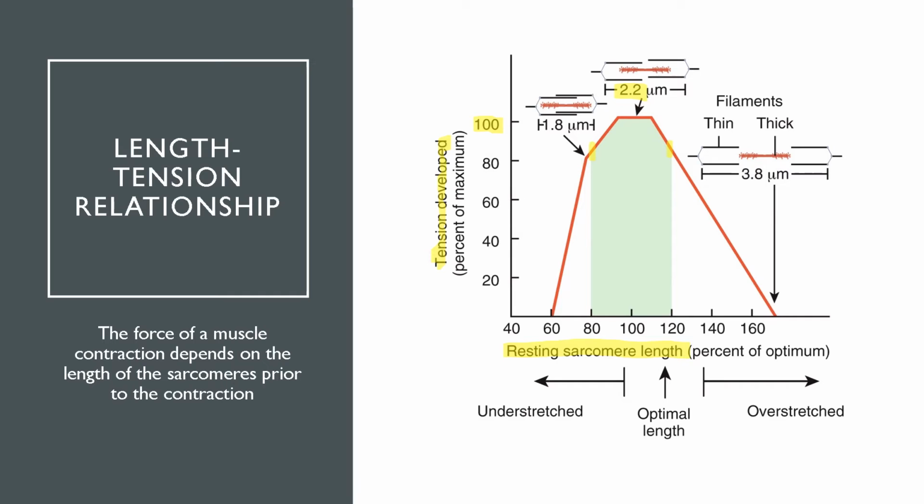Now notice that the maximum tension level, the 100% here, occurs when the zone of overlap between the thick and thin filaments extends from the H zone to one end of a thick filament. Here we have that zone of overlap. Now outside of that optimal overlap, either more overlap like here or less overlap like here, this causes the possible tension to be quite considerably lowered.